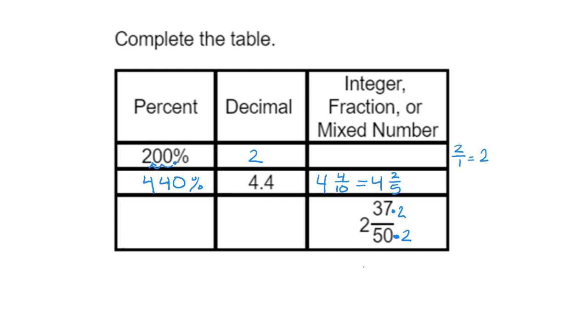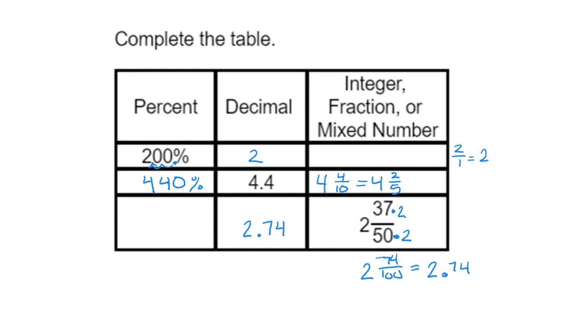So what happens here is you end up with 2 as your whole number. Now you're going to take 37 times the 2, and that is going to give you 74/100. So 2 times 50 is 100, and 37 times 2 is 74. So the way you look at this is 2 74/100. That's the same thing as 2 and 74/100 as your decimal. So that would be your decimal form of that mixed number.